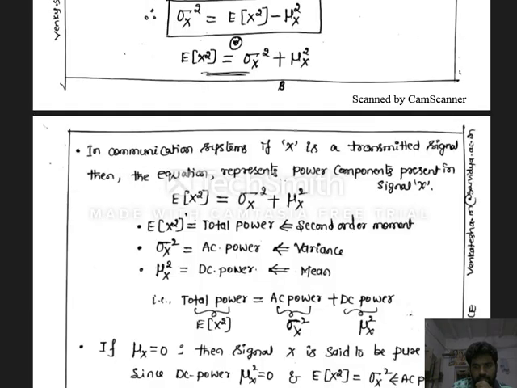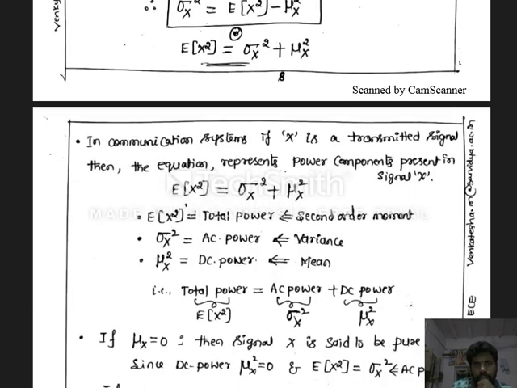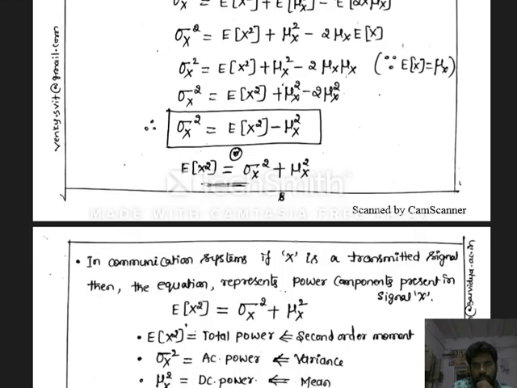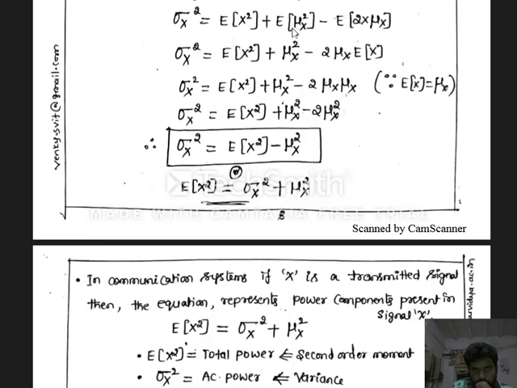Now if you simplify this equation, the expectation operator operating on x square is retained as the same. The second term is the expectation operator operating on mu x whole square. Here we should note that the mean of the random variable is a constant. The expectation operator operating on any constant is that constant. So E of mu x whole square is mu x square. For the last term, 2 into mu x is a constant, so you take it outside. The remaining thing is E of x, and we know that E of x is nothing but mu x. So 2 mu x into mu x becomes 2 mu x square.